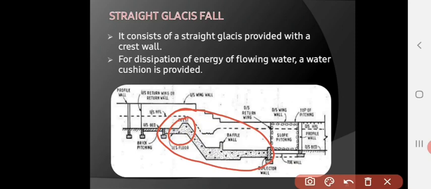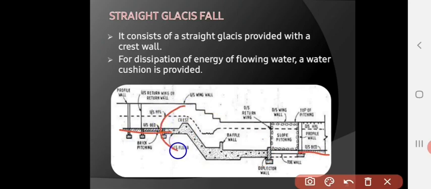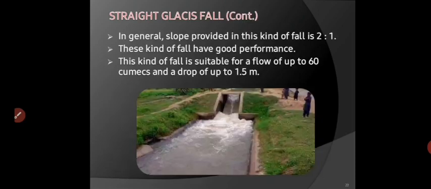Okay, this whole structure is of concrete. The height of the crest wall is high. Here is the upstream bed level and this is the downstream bed level, and the difference is very high. So this whole concreting work is known as glacis. Now, sloping, pitching and profile wall are the downstream protection works, which protect the glacis floor from erosion or scour, seepage, etc. Right, so this is the glacis fall.